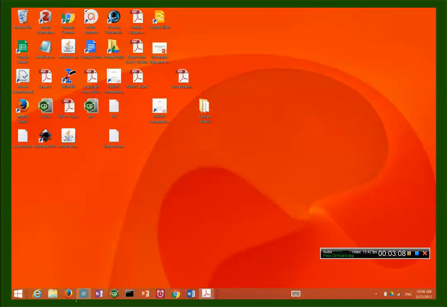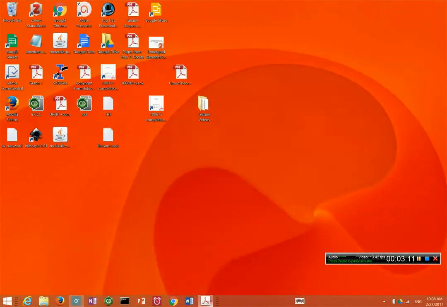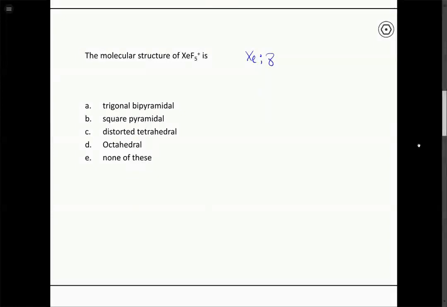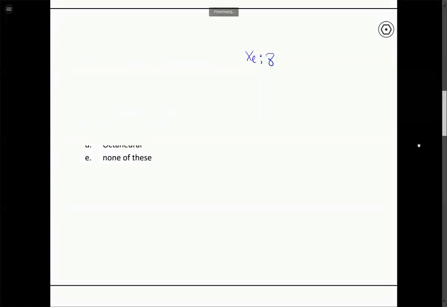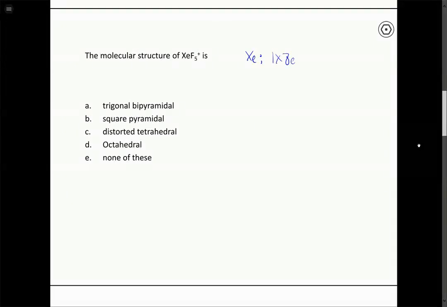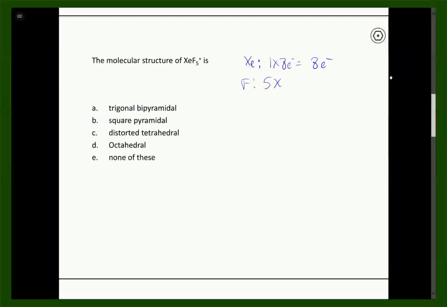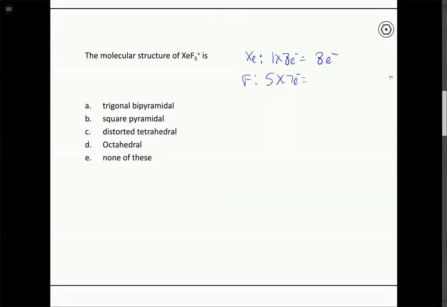Xenon is one of our noble gases over here, so it's going to have 8 valence electrons. And then we have fluorides, we have 5 of them. Fluorine is in group 7A over here, so it's going to have 7 valence electrons. And then we have our positive charge. Remember that that's going to remove 1 electron. So anytime we have a positive charge, we have fewer electrons. So this is going to give us a total of 42 electrons.